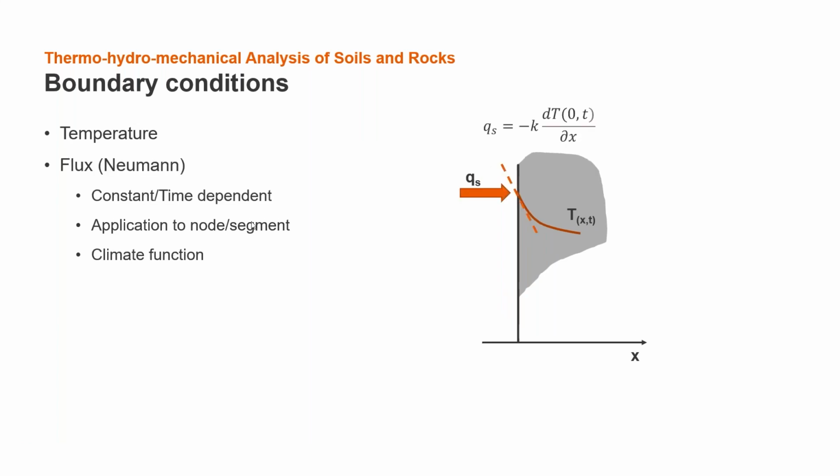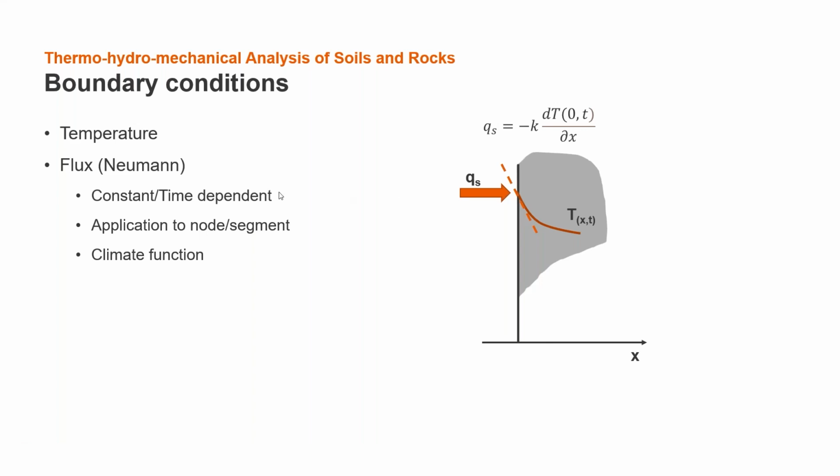A second type that we provide is the heat flux or Neumann type that can be assigned to a node or segment as well. It can also be constant or time dependent. We also provide climate functions, or it can be called a surface energy balance, where the effect of solar radiation, vegetation, snow cover, wind speed, and air temperature can be accounted for altogether.